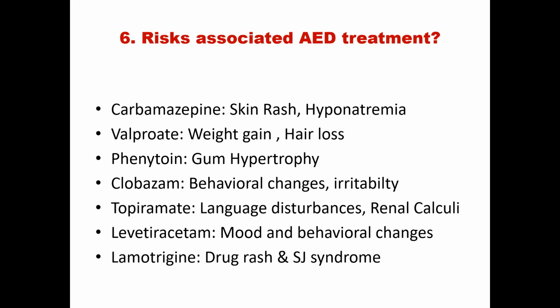So you need to always watch for carbamazepine causing Stevens-Johnson syndrome and hyponatremia, valproate for metabolic syndrome and hair loss, phenytoin for gum hypertrophy and marrow depression, clobazam for behavioral changes and irritability, topiramate for language disturbances and renal calculi. Any other side effects other than these I mentioned? Topiramate. Can anybody tell? Another important side effect of topiramate?